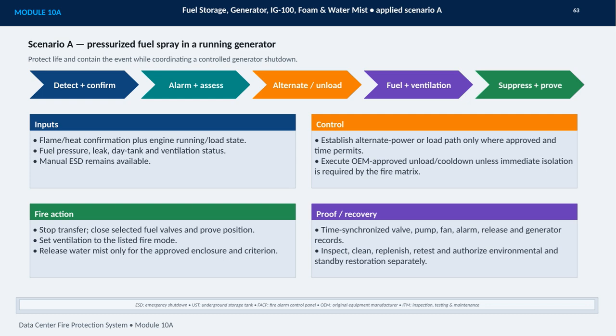If time and procedures permit, transfer or unload the load using the approved path, then follow the OEM shutdown and cooldown process. If the fire matrix requires immediate isolation, that priority takes precedence. For the fire action, stop fuel transfer, close the selected valves, and prove their position. Set ventilation to the designated fire mode, and release water mist only within the approved enclosure and under the specified criterion. Recovery is not complete until time-synchronized records confirm valve, pump, fan, alarm, release, and generator actions. Finally, inspect, replenish, retest, and authorize environmental and standby restoration separately.